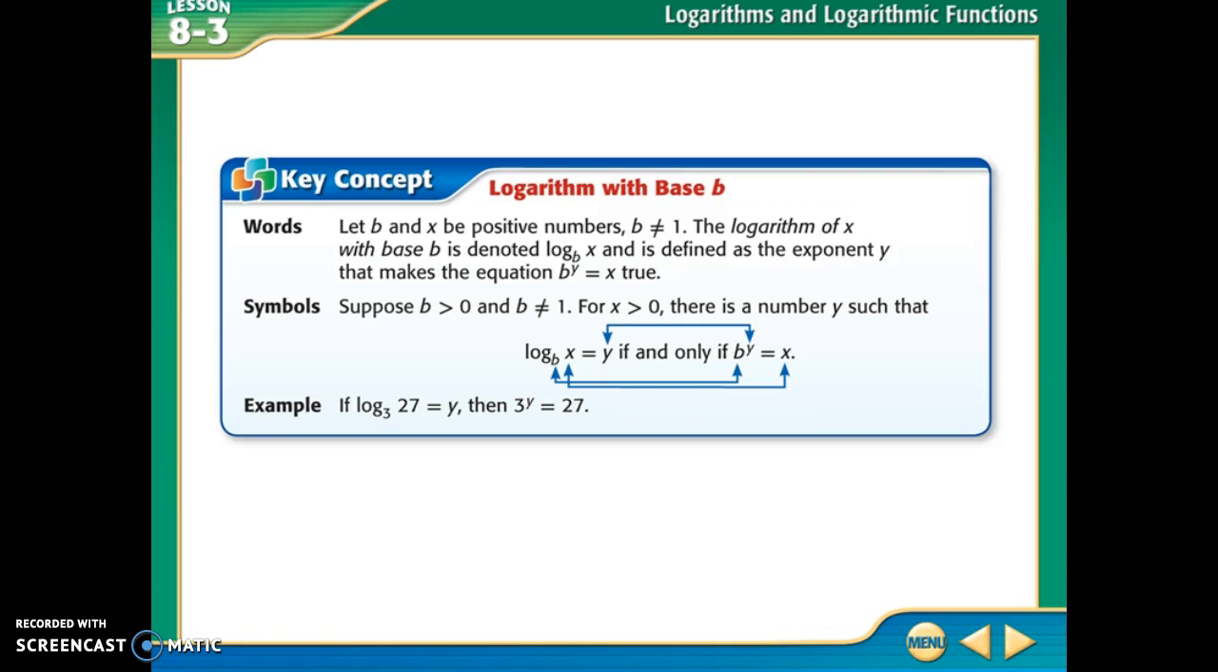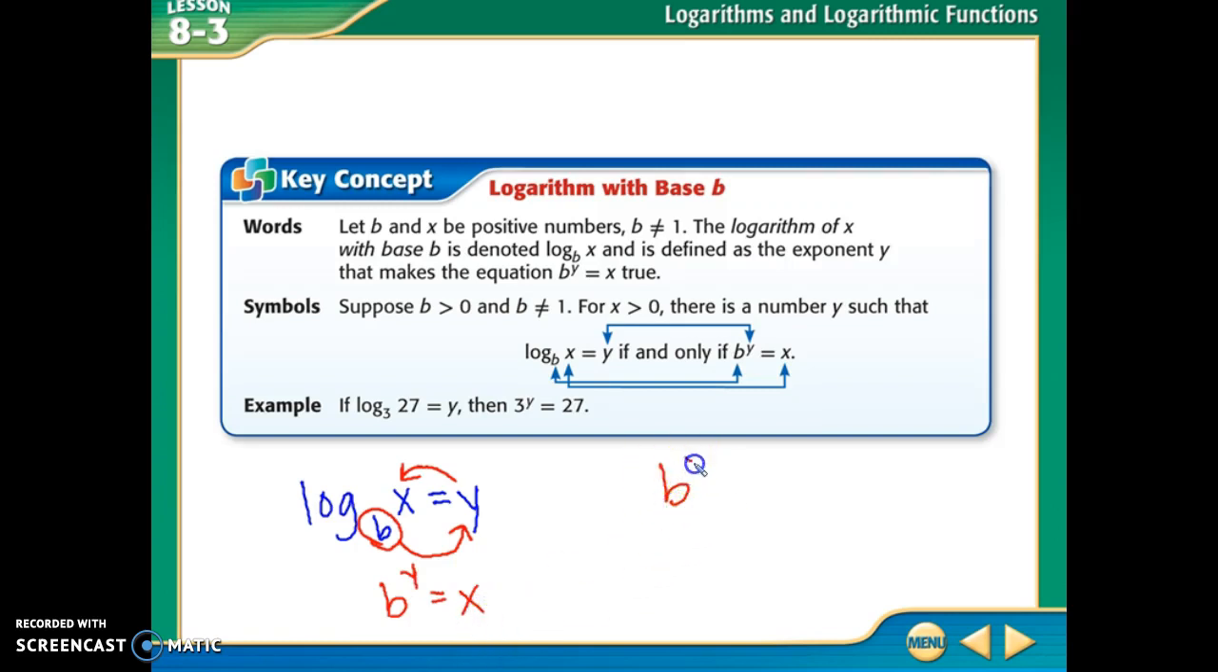The logarithm of x with base b is denoted as log base b of x, and is defined as the exponent y that makes the equation b to the y power equals x true. This is just kind of a fancy way of saying it, but basically we go around the world. If I have log base b of x equals y, to write this in exponential form, I start with the base, always start with your base, go around the world, go to the other side of the equal sign, and then come back. So then I would have base b to the y power equals x.